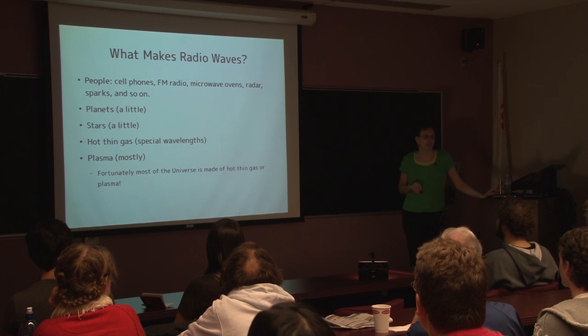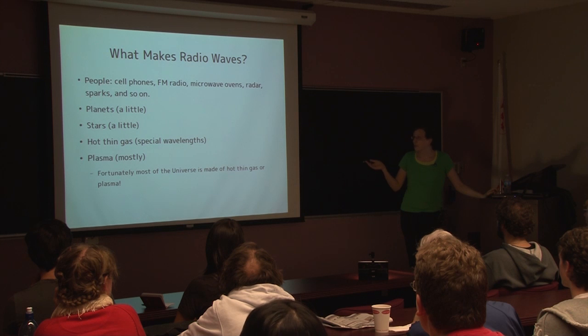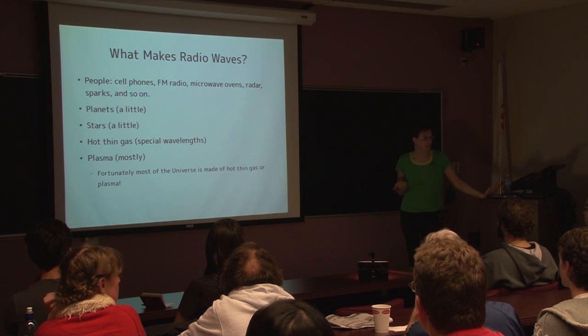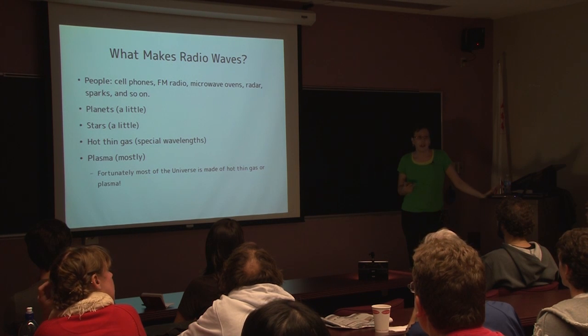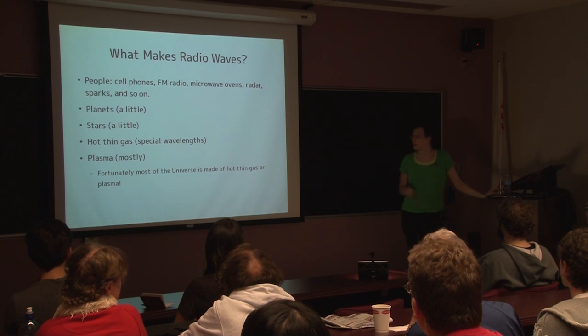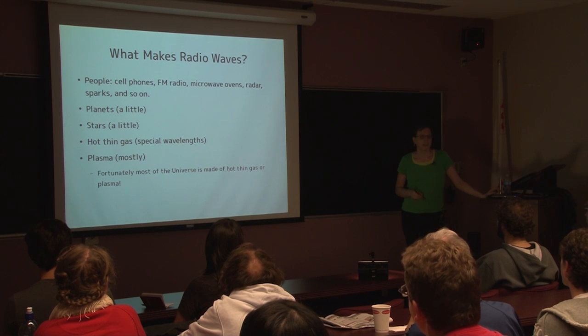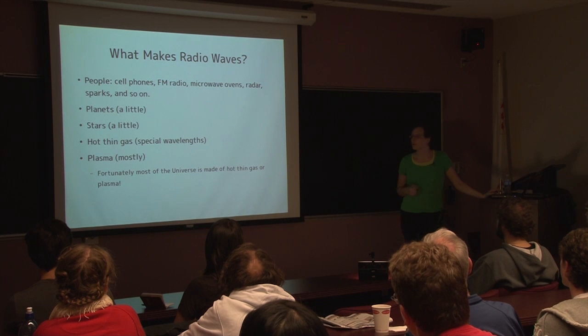Planets produce a little bit of radio. And like sparks produce radio, so lightning produces radio, so the Earth makes its own radio waves. Some of the other planets, Jupiter produces radio waves, and I'll show a little bit of that later. Stars produce a little radio waves, but not much, not compared to the light they pour out.